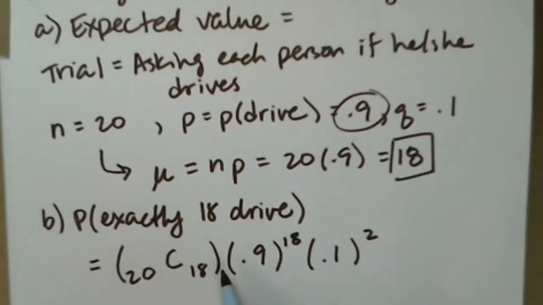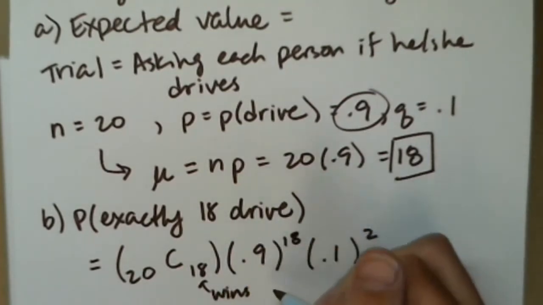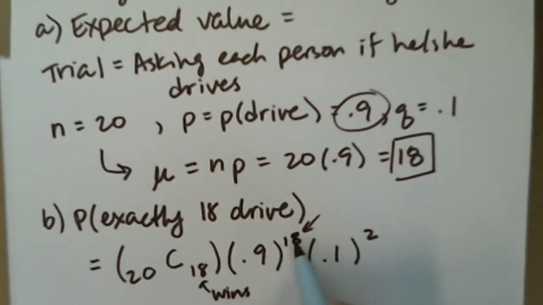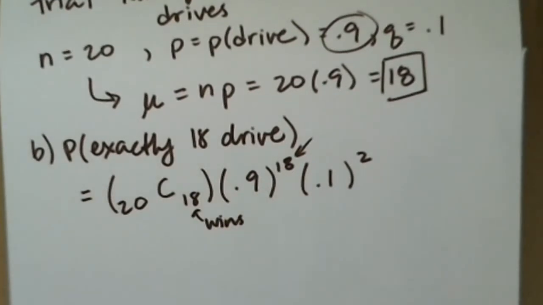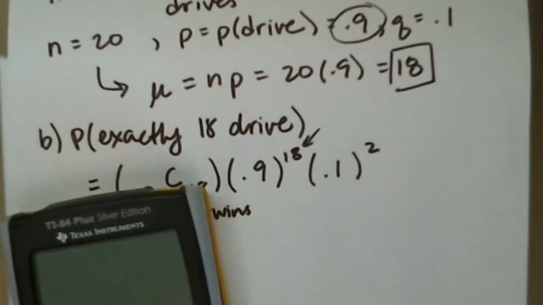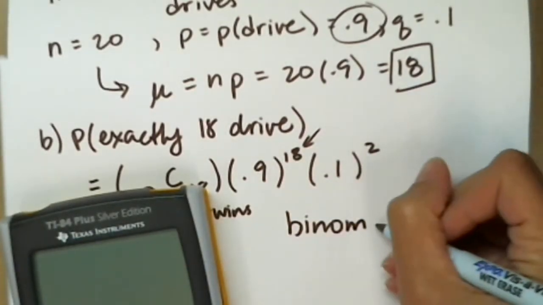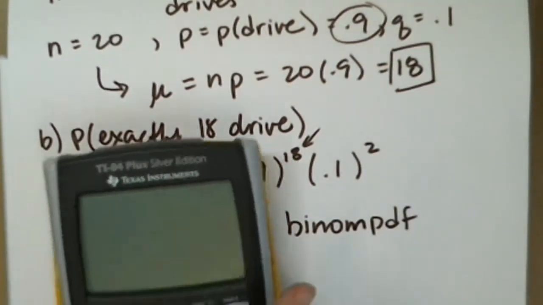So when you're figuring out your formula here, you're going to have 18 wins, successes, in this case it's driving a car, and your probability of driving a car should be to the 18. And over here should be a failure. So we don't drive a car, there's 2 of those, and that has a 0.1 chance of happening. Now I could type this all into my calculator and come up with the answer just like this, or I could go to my calculator and use the binomial probability distribution. So it's binomial, I think it's just that, PDF. So I can use that feature of my calculator.